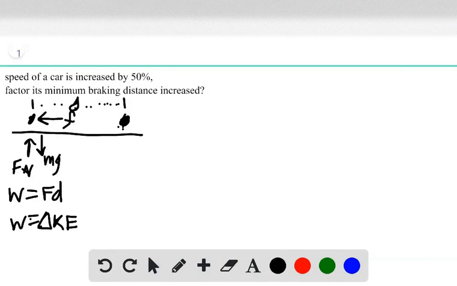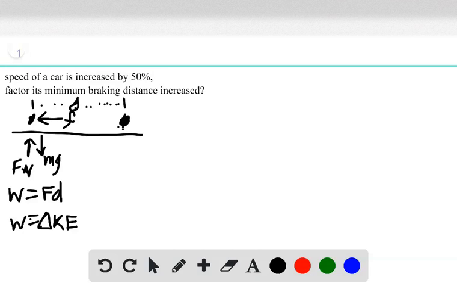Hey everyone, this is question number 22 from chapter 6. This problem asks us, if the speed of a car is increased by 50%, what factor does the minimum braking distance increase? So to start this out, just by reading the question, we see that we're trying to find a relationship between distance and speed. So immediately you should think of work, which is force times distance, and speed.